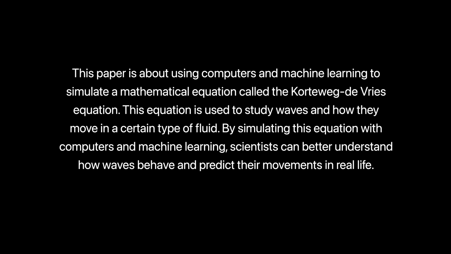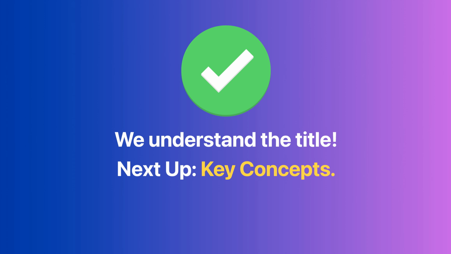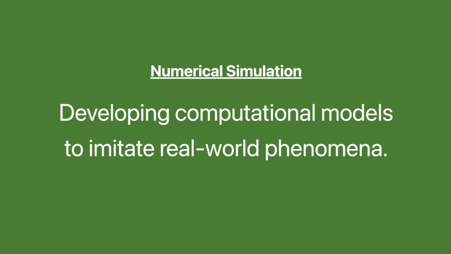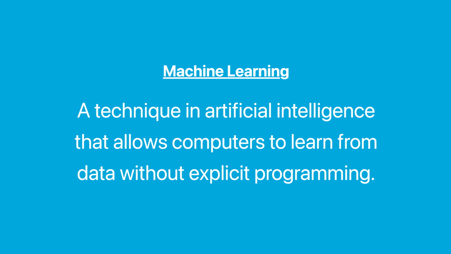in real life. Now we understand the title, which is a good start, but before we can break down the full paper, we'll need to catch up on some terminology, jargon, background information and context. Specifically, there are some key concepts you'll need to be familiar with. Let's define them now. Numerical simulation: developing computational models to imitate real-world phenomena. Korteweg de Vries equation: a mathematical equation used to describe certain types of waves.